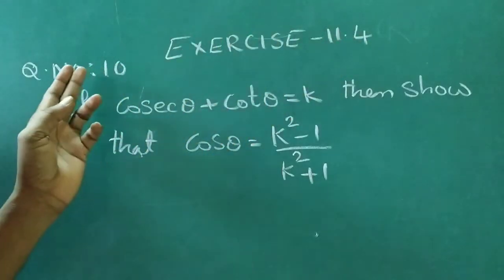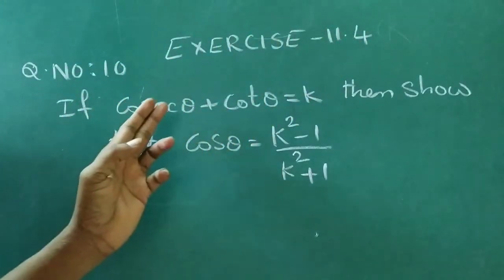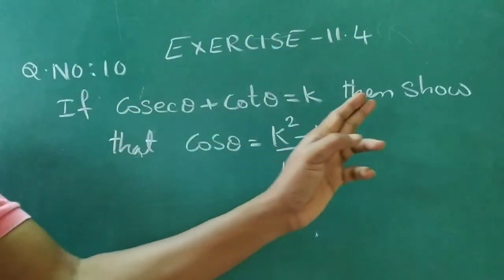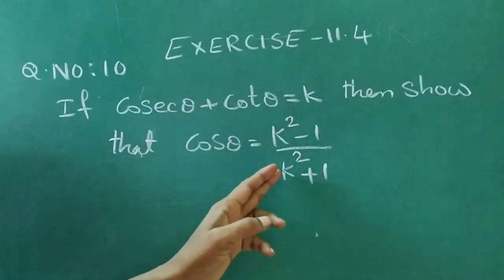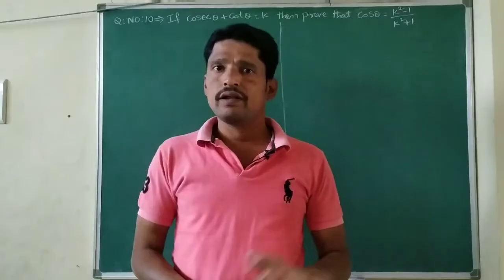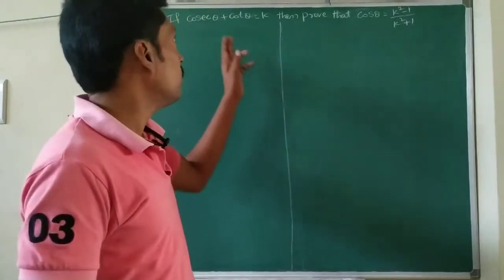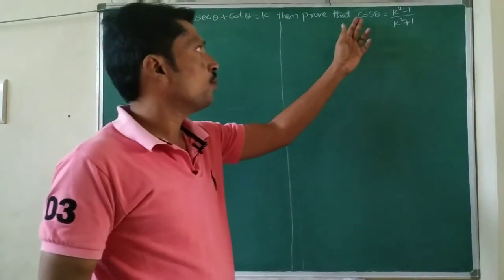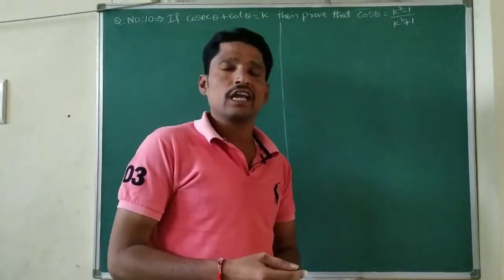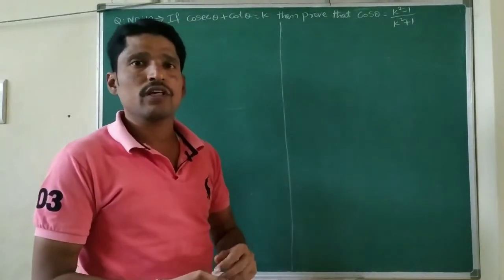Exercise 11.4, question number 10. If cosec theta plus cot theta equals k, then show that cos theta equals (k square minus 1) by (k square plus 1). Let us see the solution. Here given cosec theta plus cot theta equals k. So we need to prove cos theta equals (k square minus 1) by (k square plus 1).